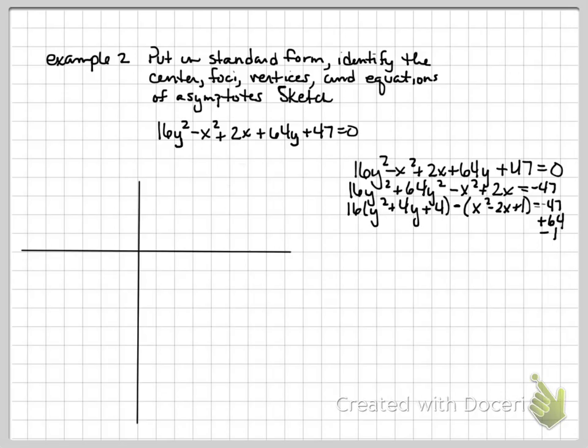Now let's just finish it up. 16 times (y plus 2) quantity squared, minus (x minus 1) quantity squared, equals, now the negative 47, the 64, and the negative 1 are all going to add to be 16. Divide by 16. And there's our final equation.